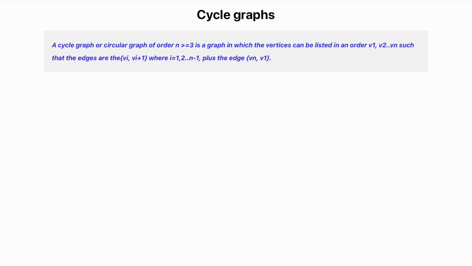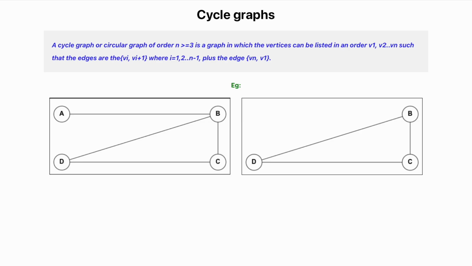Cycle graph. A cycle graph or circular graph of order n greater than or equal to 3 is a graph in which the vertices can be listed in an order v1, v2 up to vn such that the edges are vi, vi plus 1, where i is equal to 1, 2 up to n minus 1, plus the edge vn, v1. For example, the graph on the right side is a cycle graph, while the same graph occurs as a subgraph in the graph on the left side.